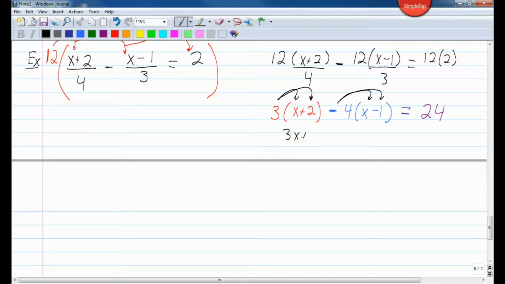So that's 3x plus 6. Then notice I'm distributing a negative 4. So it's going to be minus 4x plus 4 equals 24.